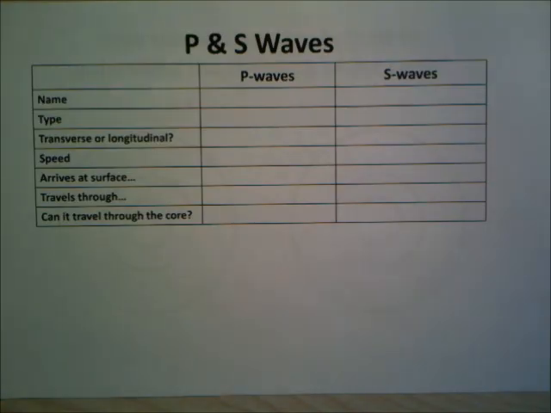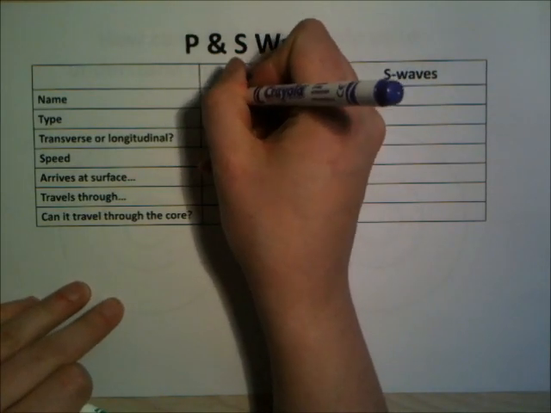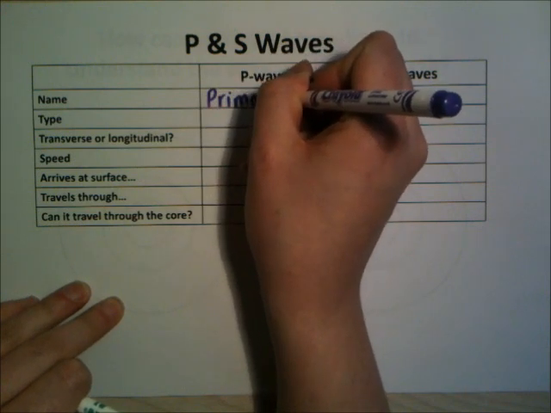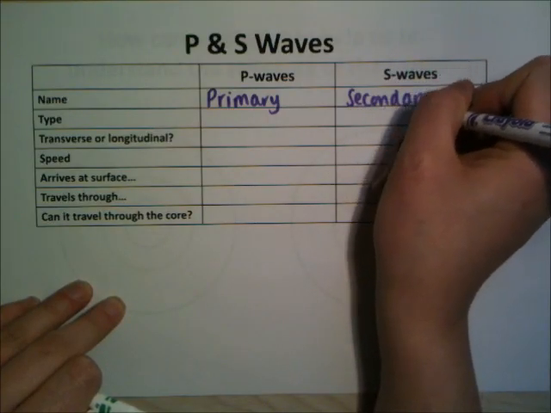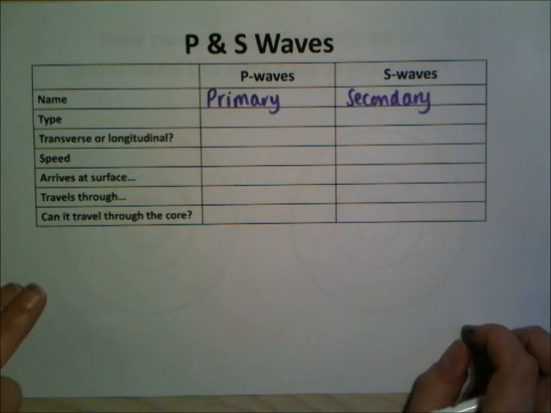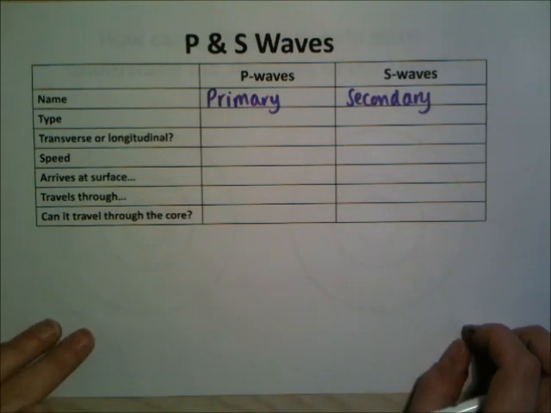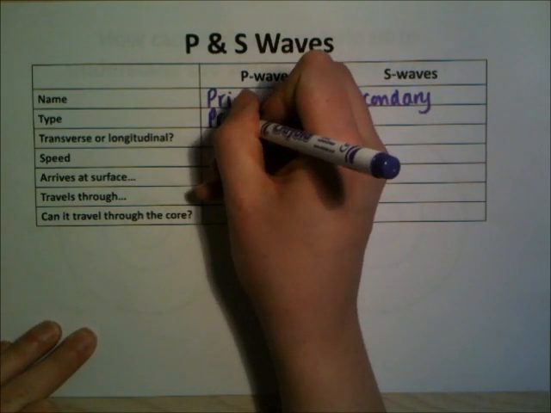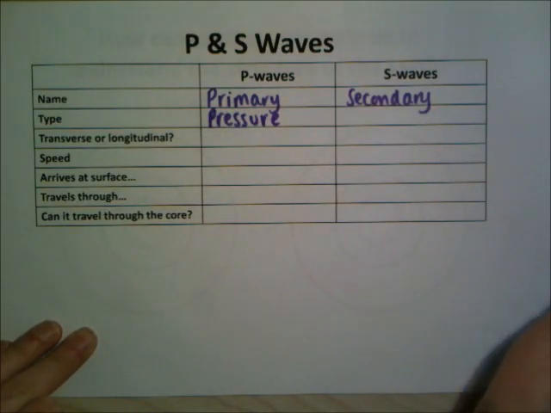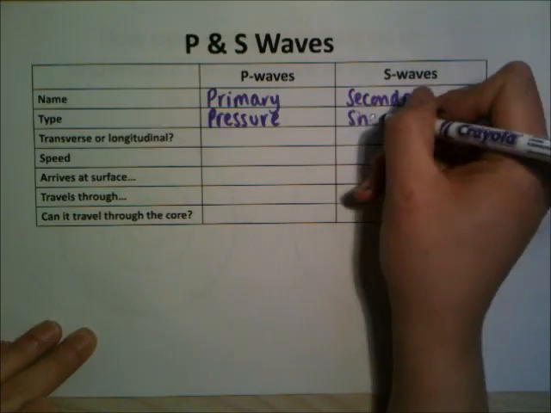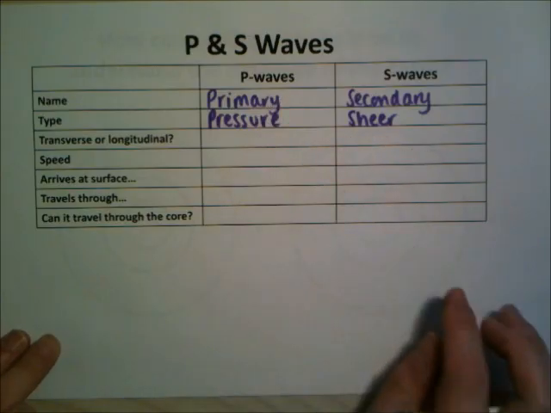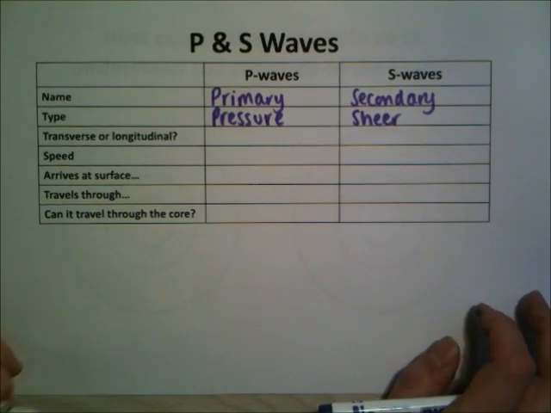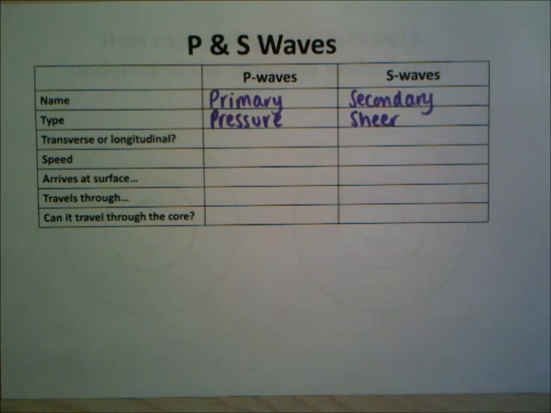Now, there's lots of different things that you need to know about them. Firstly, you need to know their names. P just means primary. A P wave is a primary wave, and an S wave is a secondary wave. But their initials can also help you remember what types they are. A P wave is a pressure wave, and an S wave is a shear wave, and what that actually means we'll go on to later. You might also hear P waves called compressional waves, but it's the same thing. I like to remember P, pressure, S, shear.